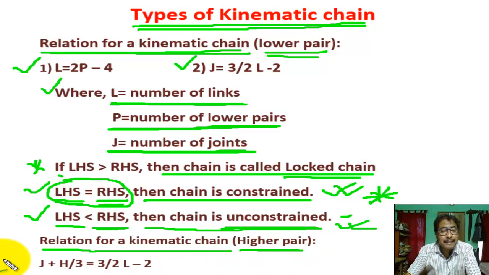Now the relation for a kinematic chain with higher pairs is J plus H by 3 equal to 3 by 2 L minus 2, where H equal to number of higher pairs.